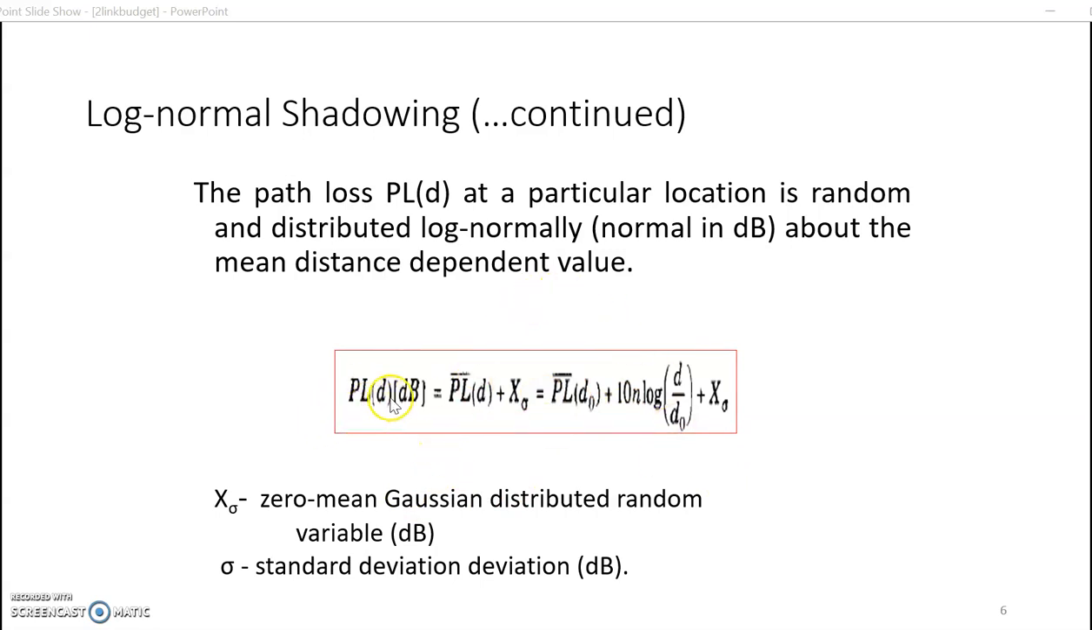So, path loss for a distance d, in units of decibels, is equal to the average path loss at a distance d plus this Gaussian distributed random variable. This can also be written like this: path loss for the reference distance d naught plus 10 n log d by d naught plus a zero mean Gaussian distributed random variable.